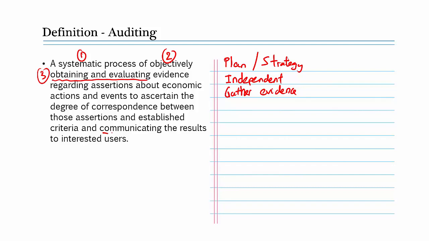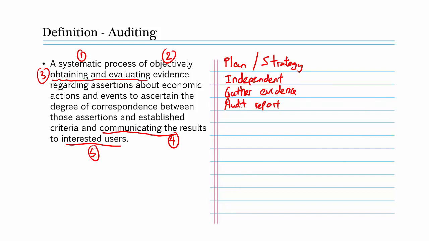The next word here is communicating the results. After the auditors finish gathering the evidence, they will have to communicate what they have found to the users of the financial statement. And this communication usually takes the form of what we call an audit report, or in very layman terms, the audit opinion. The auditors will prepare a 1 to 2 page report to say whether the financial statements are true and fair or not.